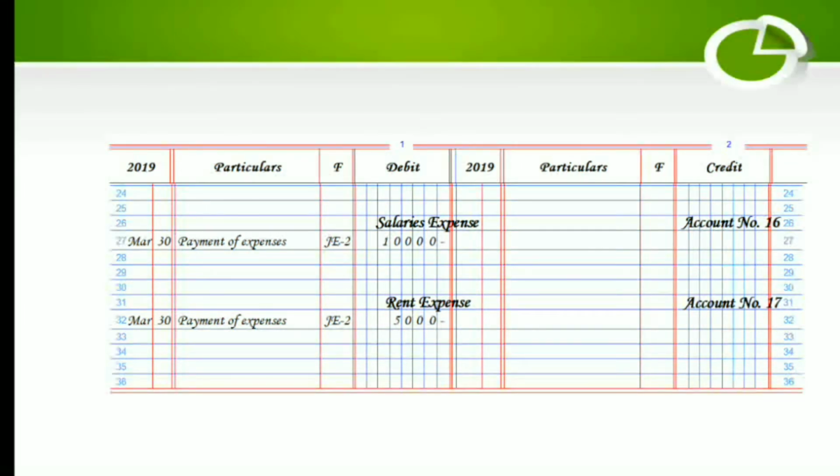There is only one transaction posted in the salaries expense account, and that is the payment of salaries on March 30, 2019, the amount of which is 10,000 pesos. So let's just double rule the 10,000, and then let's proceed to account number 17, the rent expense. Like salaries expense, there is only one transaction posted in the rent expense account, and that is on the same date, March 30, 2019, which is the payment of rent for 5,000 pesos. So let's just double rule this one.